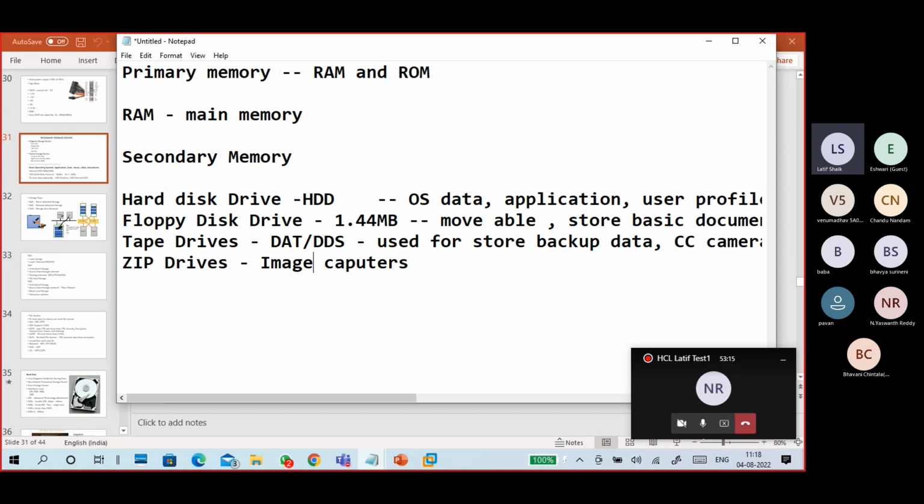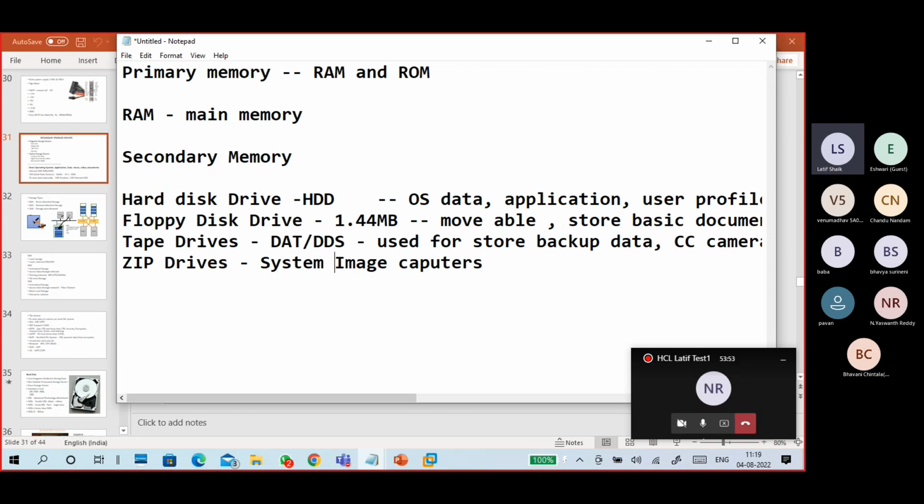Okay, system image captures. System image capture means, think like this: I have 10 or 20 computers. Now my boss asked me to install the operating system in all 20 computers. 10 is a small number, 20 is a little bigger. So install the operating system in all 20 computers.